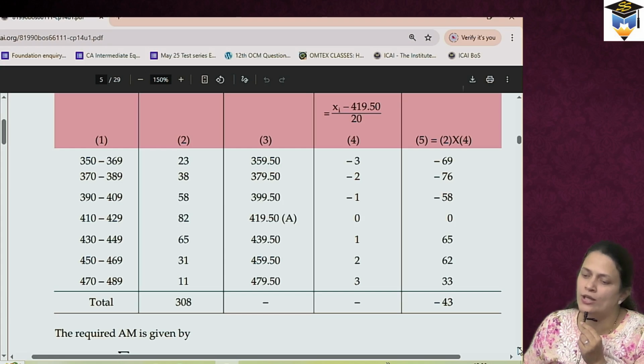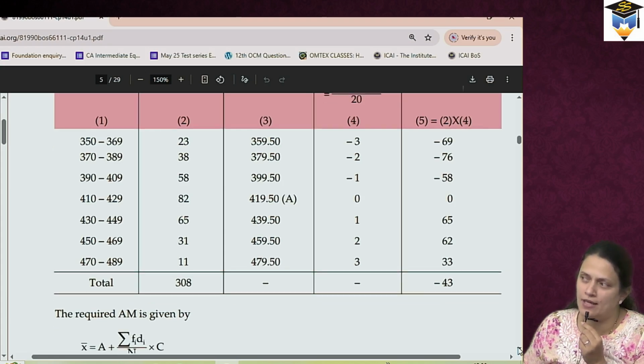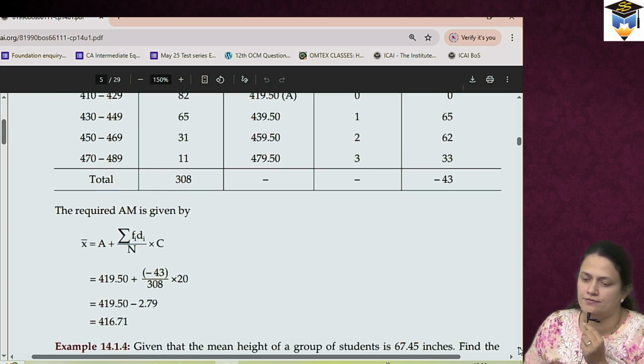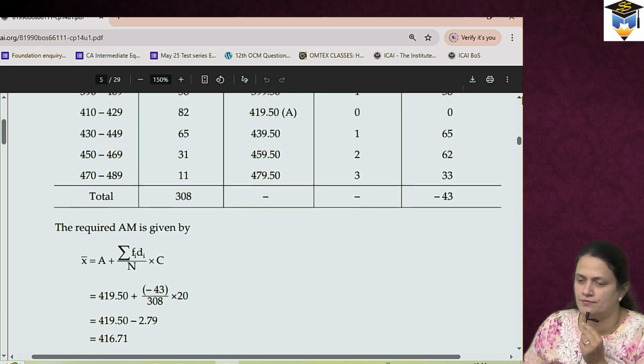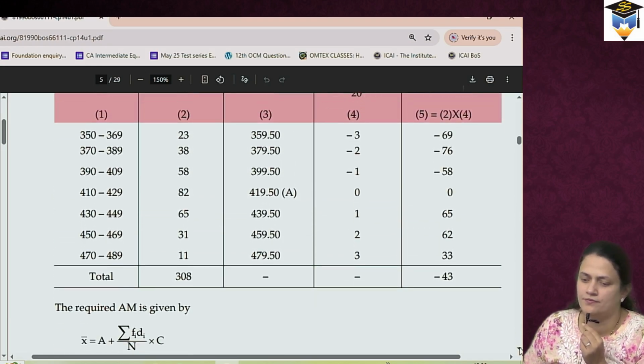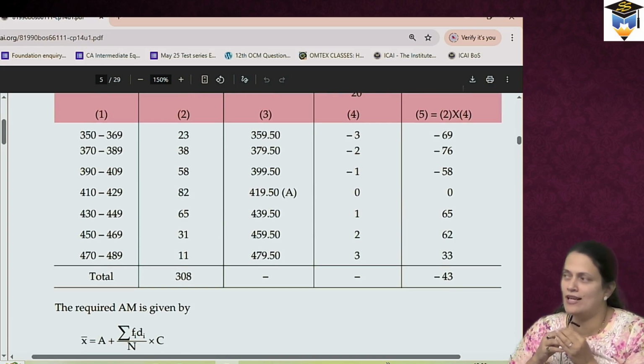And then use the required formula as X bar is equal to A plus summation of fidi upon N into c, where N is the total number of frequencies, that is 308 in our case. Check whether you are getting the same values.